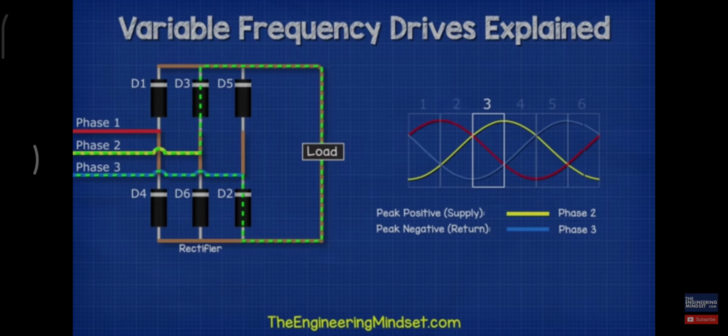In the next segment, phase 2 is approaching its peak, so the current now flows through this phase and through diode 3. It then flows through the load and back into phase 3 via diode 2.